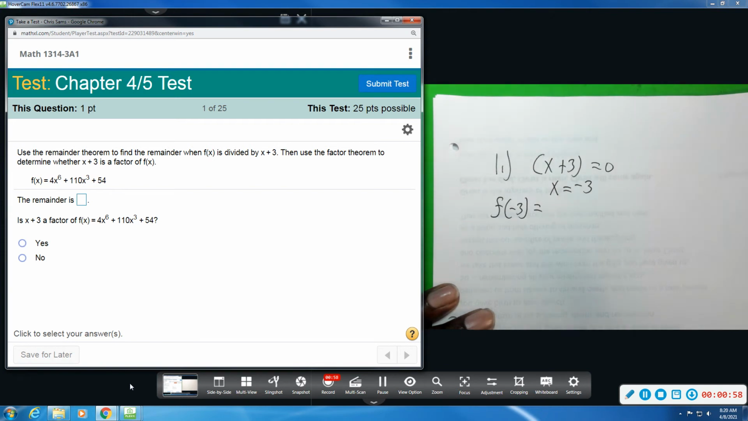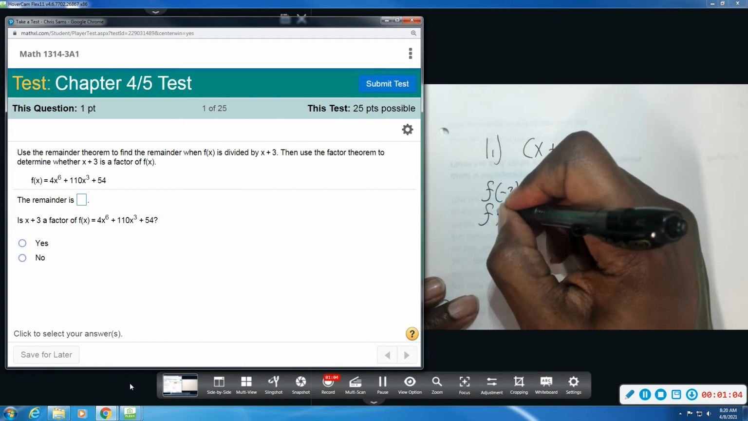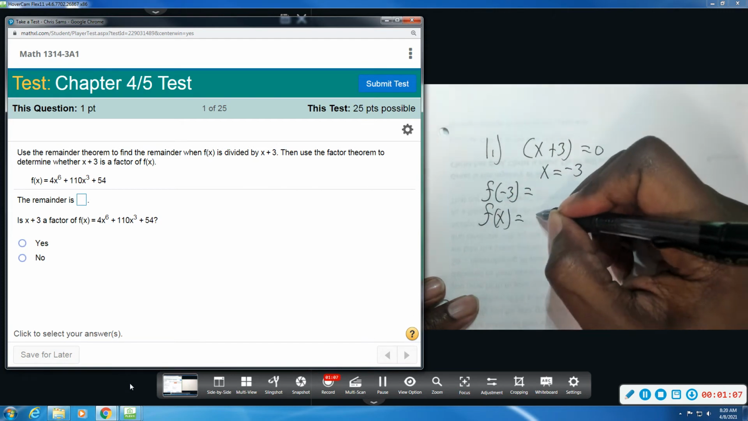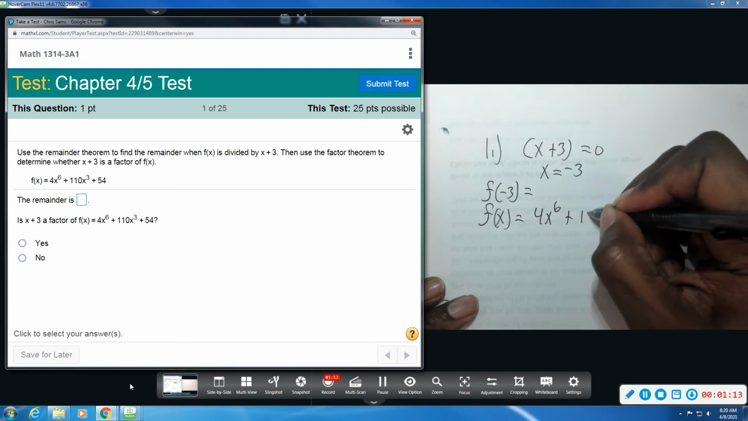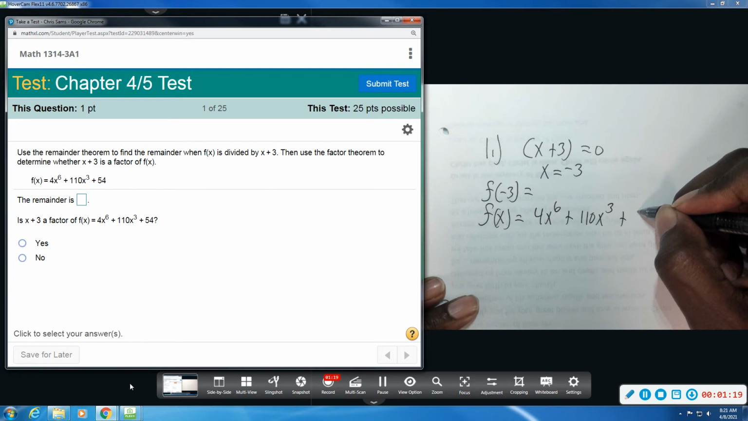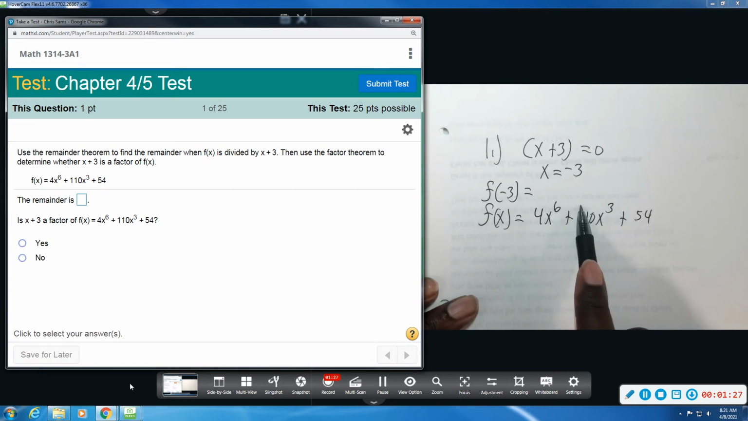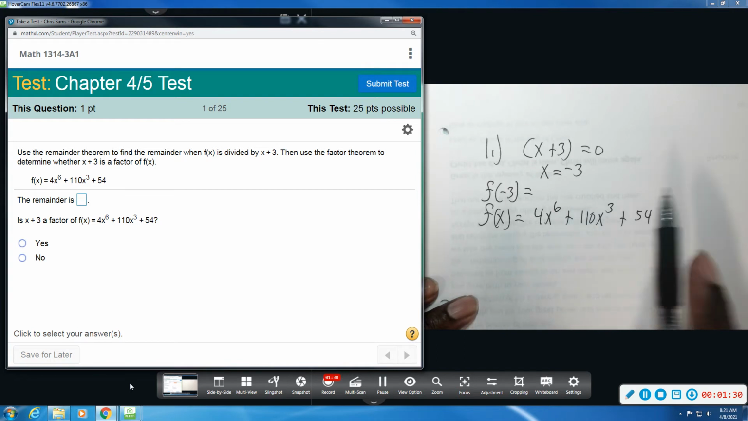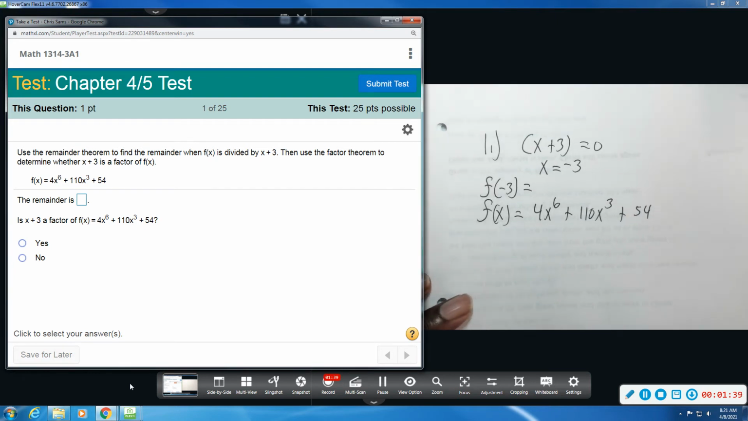The way that I like to do this is with synthetic division. So I'm looking at our problem f of x, and we have 4x to the 6th plus 110x to the 3rd, and then plus 54. Okay, so with synthetic division, notice we're missing some terms. We have the x to the 6th, we're missing x to the 5th, x to the 4th, so I need two zeros as placeholders. Then we have x to the 3rd, but we're missing x to the 2nd and x to the 1st, and then we have our constant. So I'm going to need several zeros as placeholders.